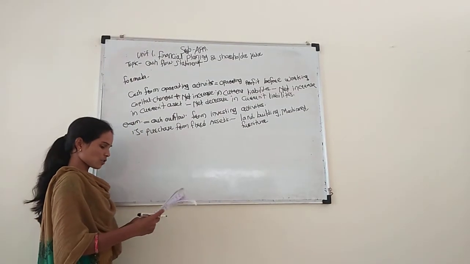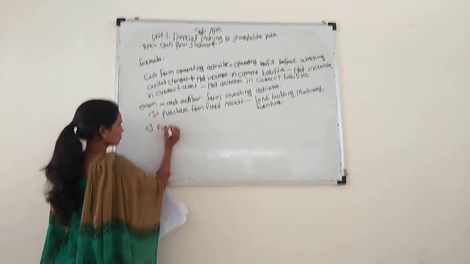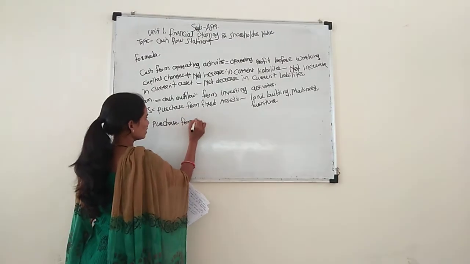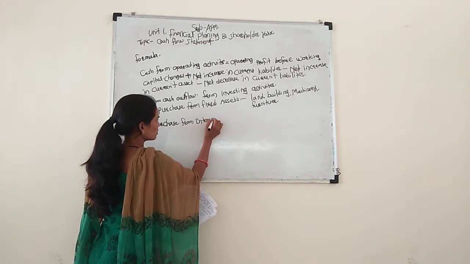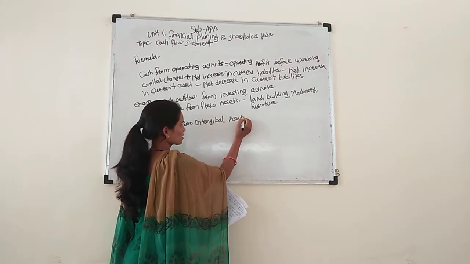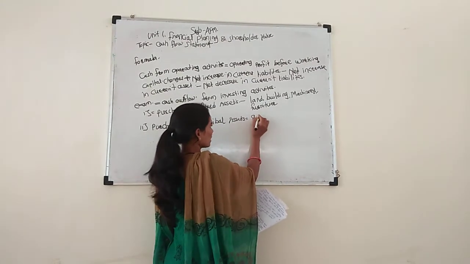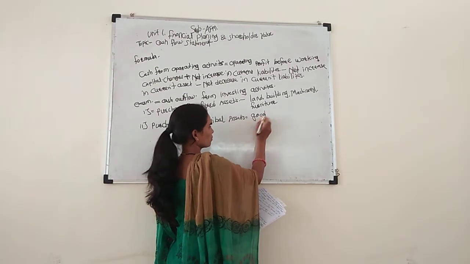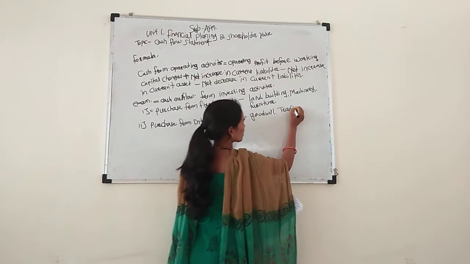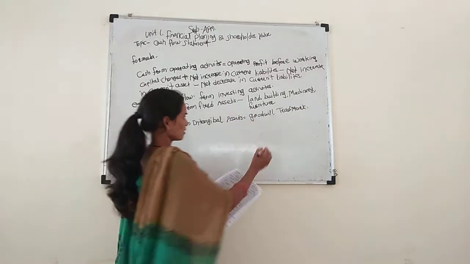The next one is purchase of intangible assets. For example, goodwill, trademark, etc.